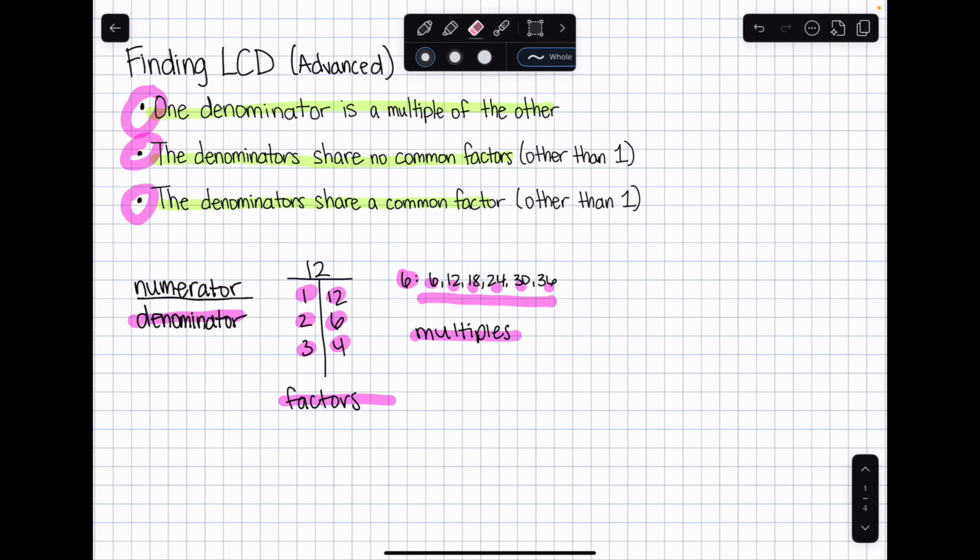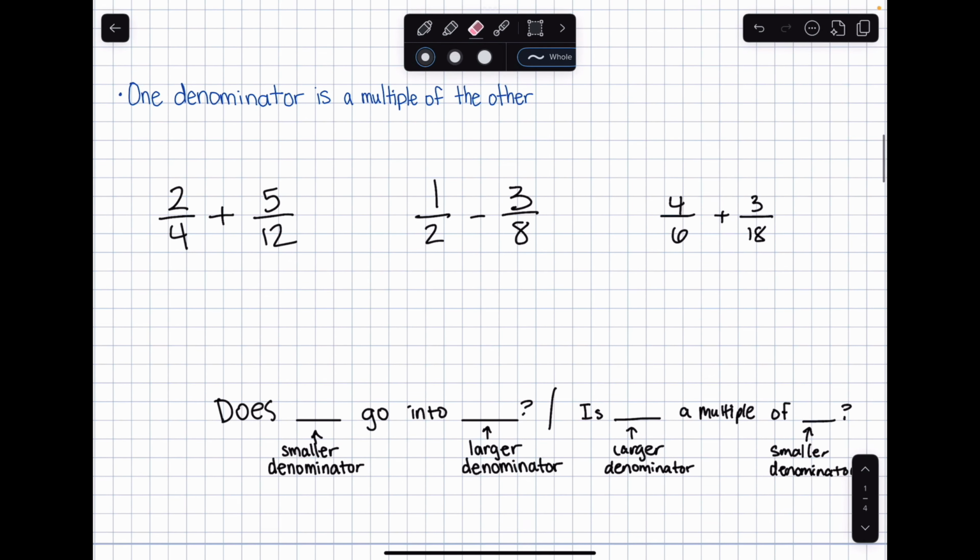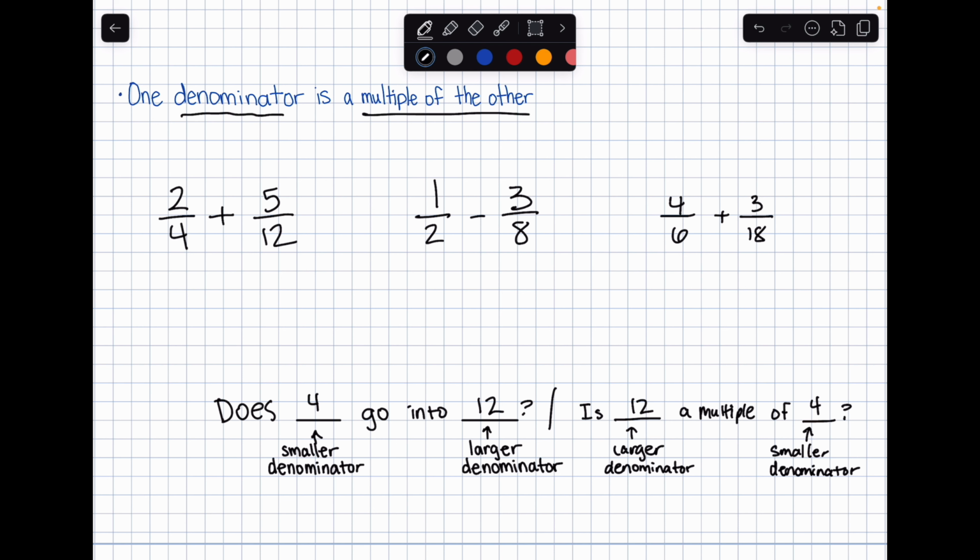So in this first scenario, if you find that one denominator is a multiple of the other, this is what you do. I like to have my students ask themselves, does the smaller denominator go into the larger denominator? So does 4 go into 12? Or they can ask, is 12 a multiple of 4? In this case, the answer to those questions is yes. So your LCD will be the larger denominator. It's going to be 12.